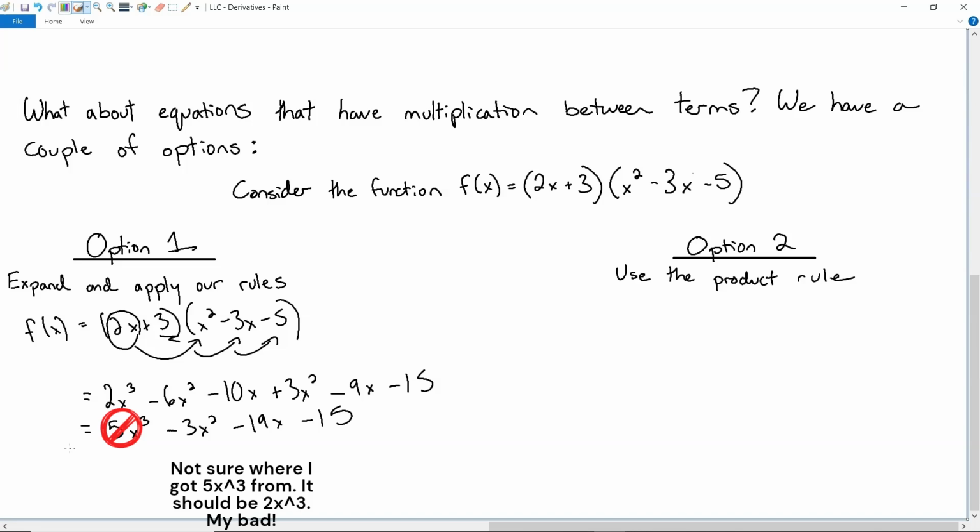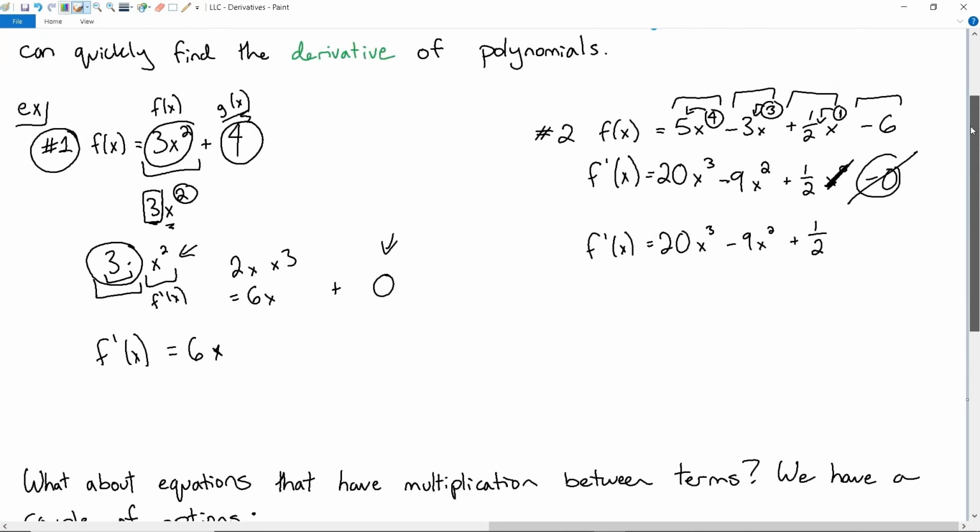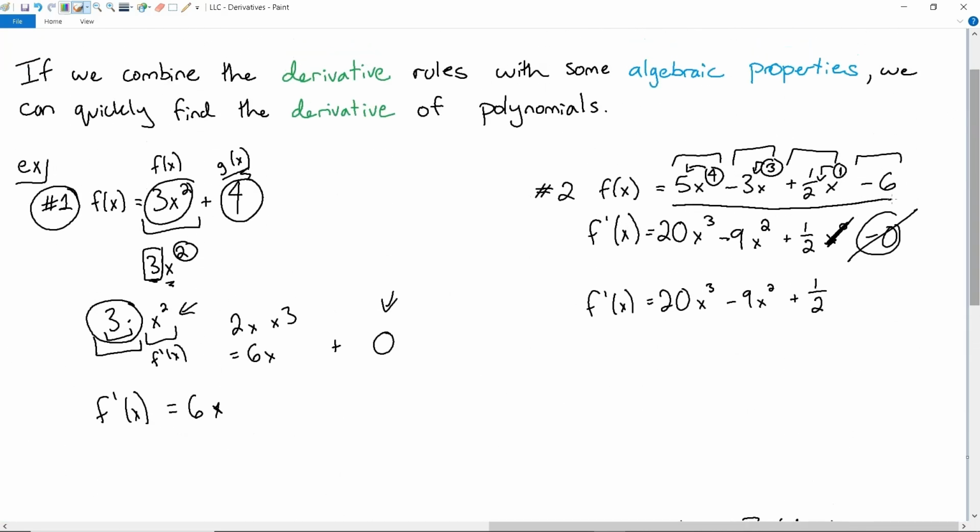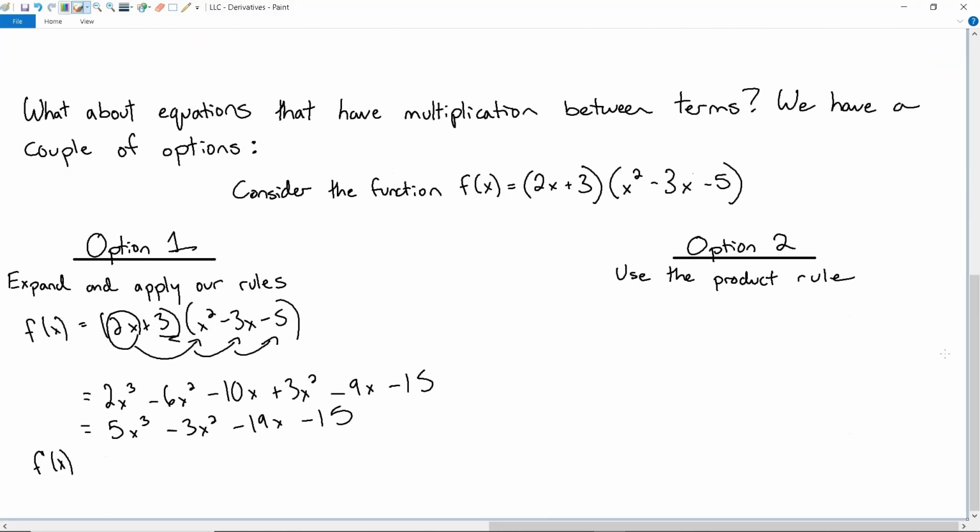So at this point, we now need to apply our derivative rules, just like we did with the example up here, because we basically set up a very similar equation. So let's apply the derivative rules. 5x cubed is going to turn into a 15x squared. 3x squared is going to turn into a 6x. 19x is going to turn into a 19. And any constant by itself will just be a 0.